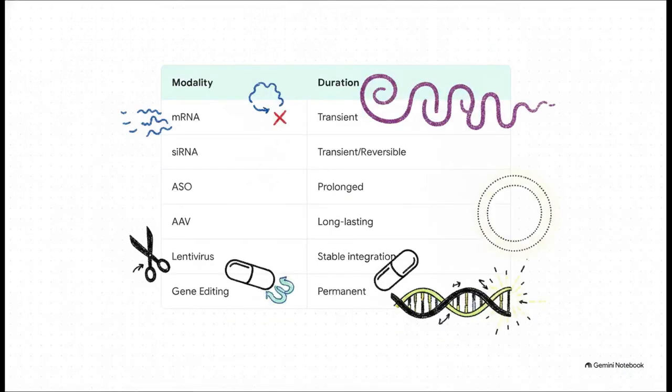And here we are, your masterclass finale cheat sheet. Seriously, lock this table in your memory. Conventional mRNA, that's transient. siRNA, transient and reversible gene silencing. ASOs, often prolonged, depending on the chemistry. AAV vectors, long-lasting episomal expression. Lentiviral vectors, stable, inherited genomic integration. And gene editing like CRISPR, that is a permanent genomic alteration.